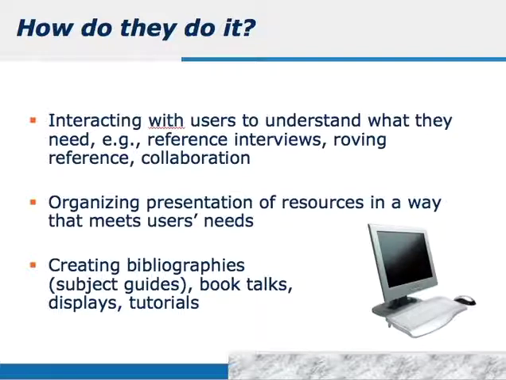Okay, so how do librarians providing reference service do what they do? Well, we engage with our constituents to understand what their needs are. If you're at a university, those needs will be very different than if you are at a public library in a distressed area, for example. Part of the job is to collect, arrange, and provide resources and services that meet users' needs. This includes things like making bibliographies, arranging book talks, providing displays, making tutorials, and again, these are all based on your users' needs.